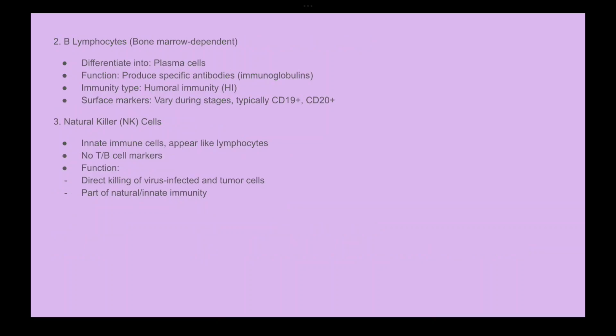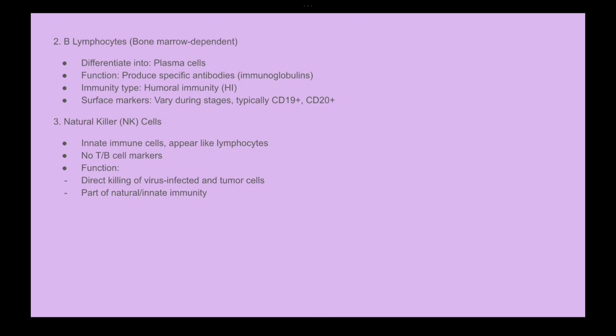Now, B lymphocytes are bone marrow dependent, or maturation takes place inside the bone marrow itself. These B lymphocytes can be differentiated into plasma cells. That is, B lymphocytes can mature to form a plasma cell. The function of B lymphocytes is to produce antibodies or immunoglobulins. IgG, IgM, IgA, IgE, all these different antibodies are released and controlled by the B lymphocytes. The immune type is humoral immunity. Humoral immunity is dealt with in the physiology chapter of blood again. You can go back and review the humoral immunity there.